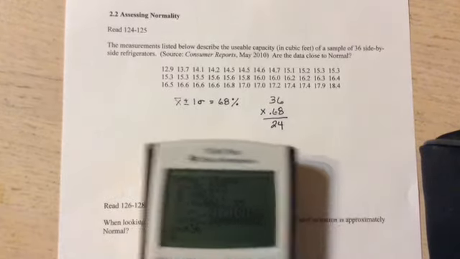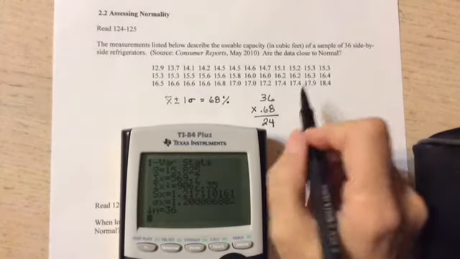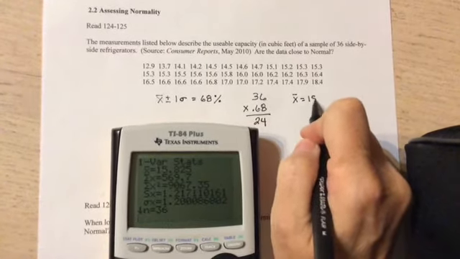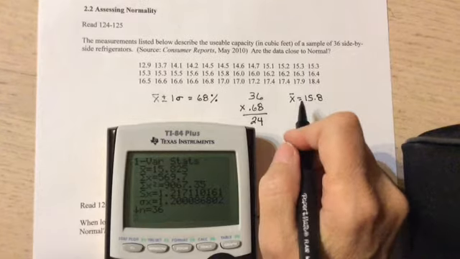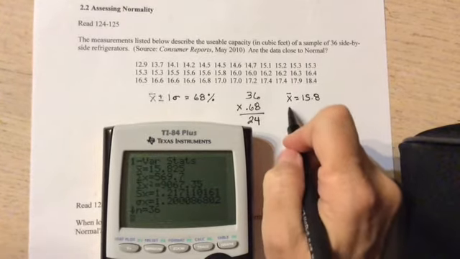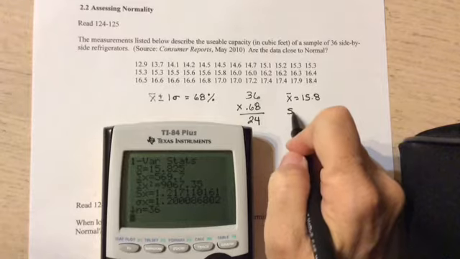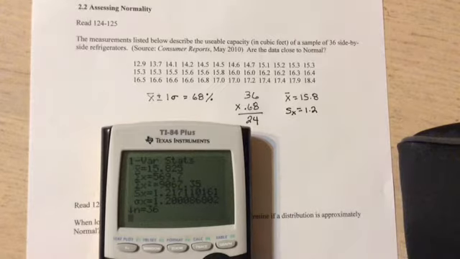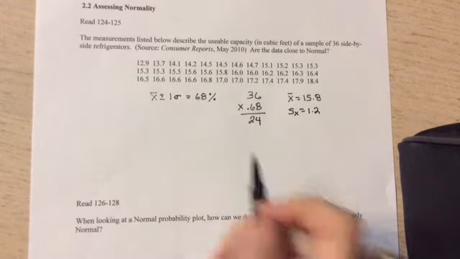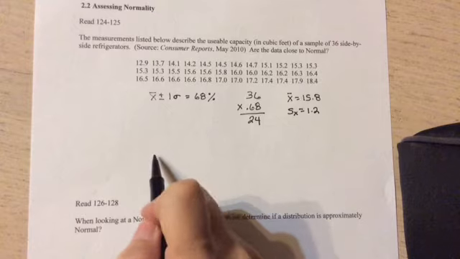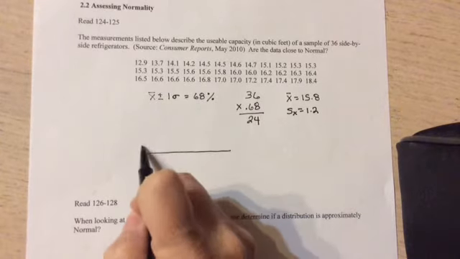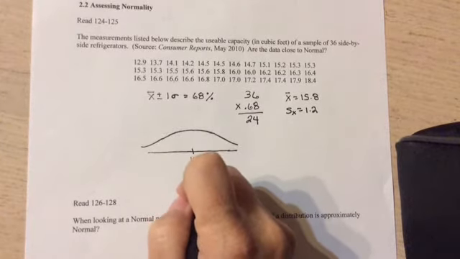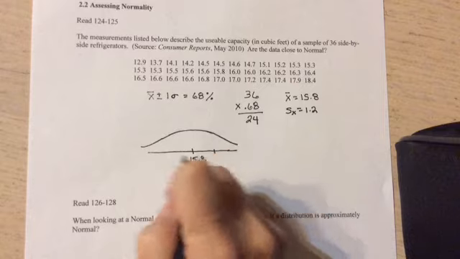Remember, the mean, and we're going to go ahead and write this down, the mean is equal to 15.8, or you could use 16 if you want. I'm going to use 15.8, and the standard deviation of the sample is 1.2. So if we were to draw this graph, if we were to draw a normal distribution, 15.8 would be right in the middle.